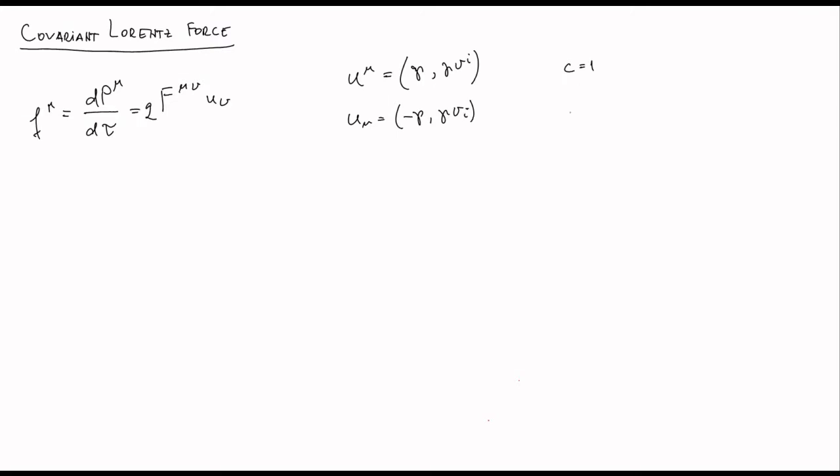I have set c to 1, which is a very crude way of saying that I have absorbed the speed of light into neighboring objects that appear in my equations. That's why it doesn't appear.